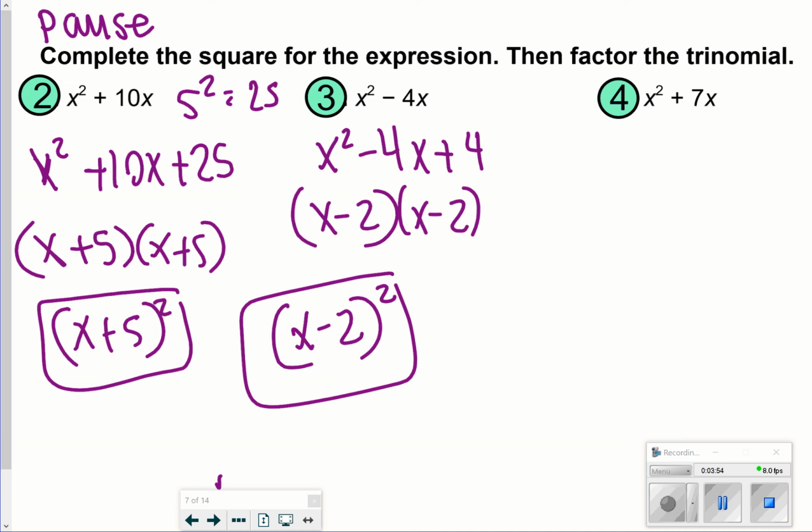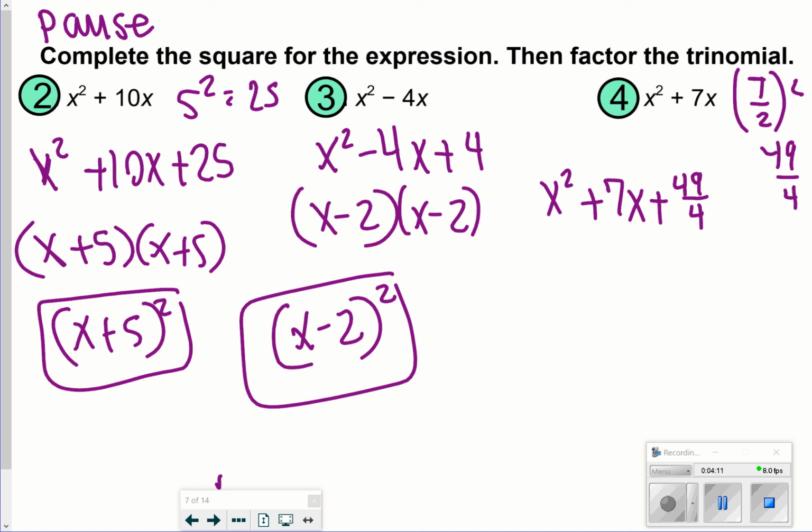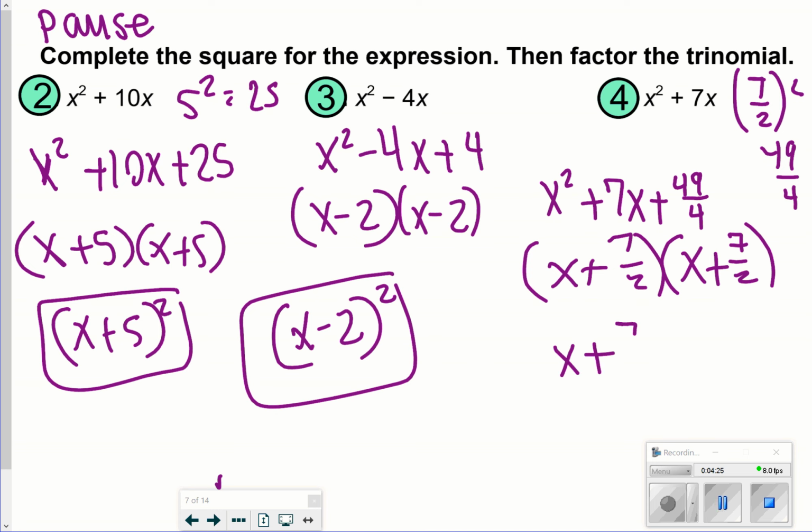The last one, number 4, half of 7 is 7/2, and then 7/2 squared is 49/4. So we're going to add that back to the binomial. X squared plus 7x plus 49/4. And then you're doing your perfect square special, so that'd be x plus 7/2 times x plus 7/2. You're basically just finding the square root of the last number, or c. So that means my answer is x plus 7/2 squared.